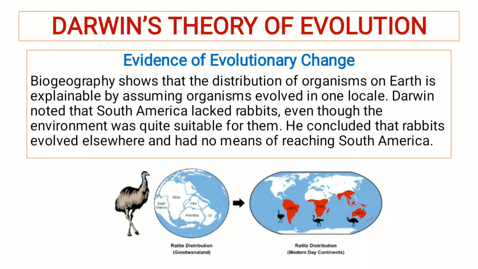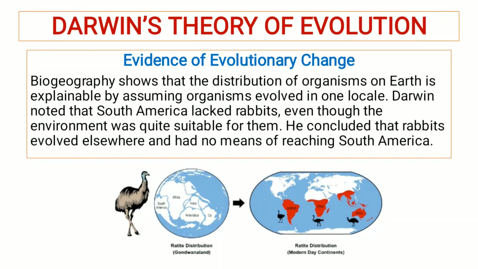You can see the ratite distribution in modern day continents, and you can see that in one continent, for example in South America, there are rheas. Next are ostriches and emus. These are distributed in different continents. So with the passage of time, modifications that have evolved in these populations have accumulated, and it has resulted in the evolution of different species of ratites due to the geographical barriers that existed between these continents.